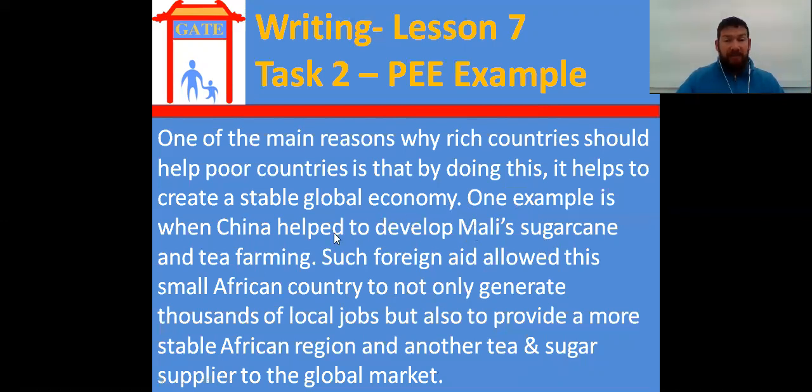Anyway, so this is a very good example. Let's look at the explain. Such foreign aid allowed this small African country to not only generate thousands of local jobs, but provide a more stable African region and another tea and sugar supplier to the global market. Okay, so it means that that area, because of these jobs, it's going to be more stable. There's not going to be problems in that area. Now, that could be explained more, but for a 250-word essay, that's a good explanation. Sometimes we can't explain in a really, really detailed way because we just don't have the time and the words. Okay, so that's a good PEE, point, example, explain.